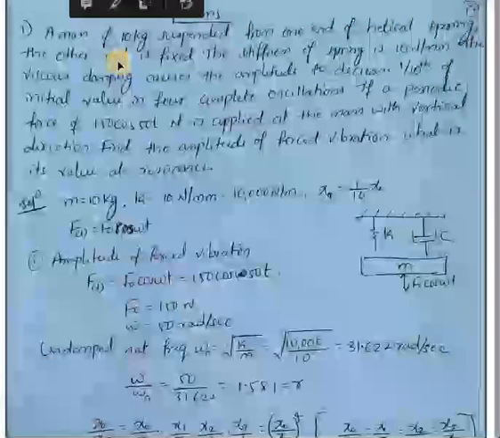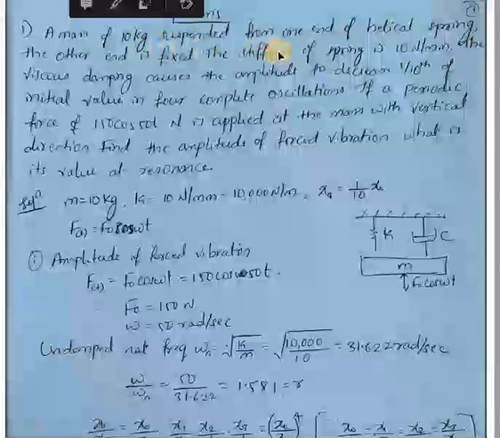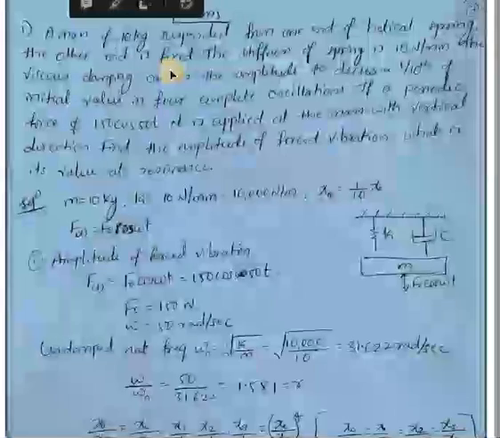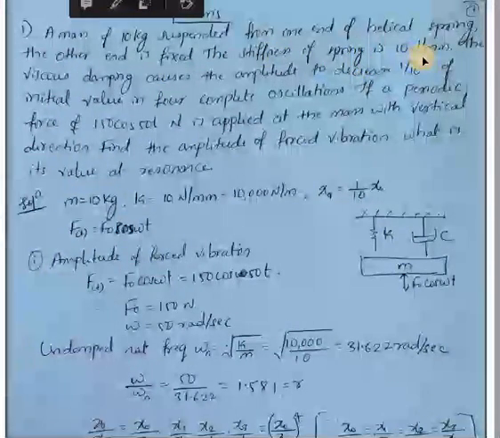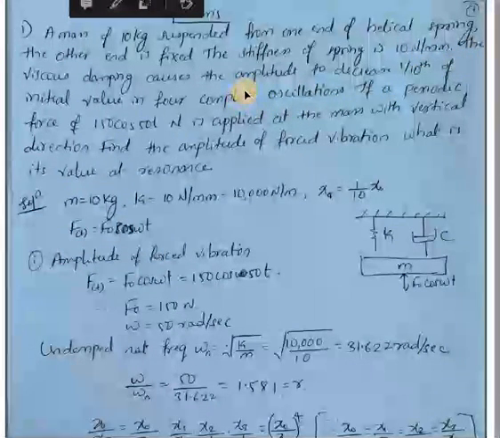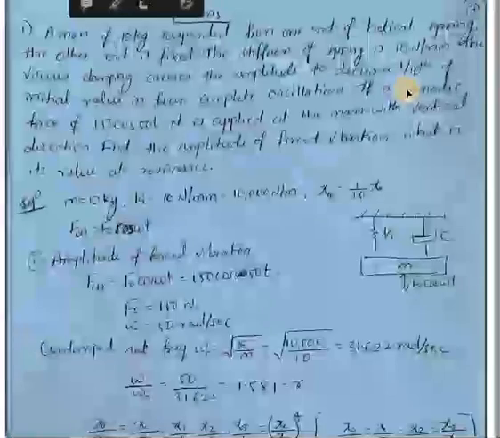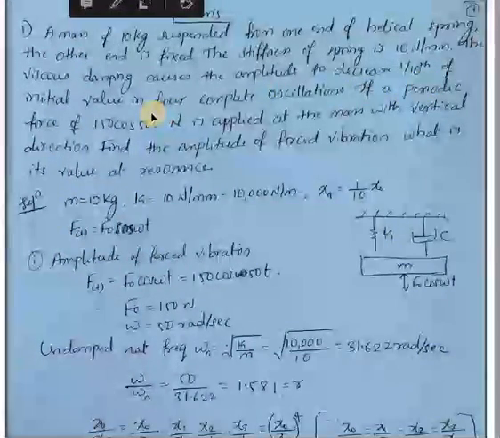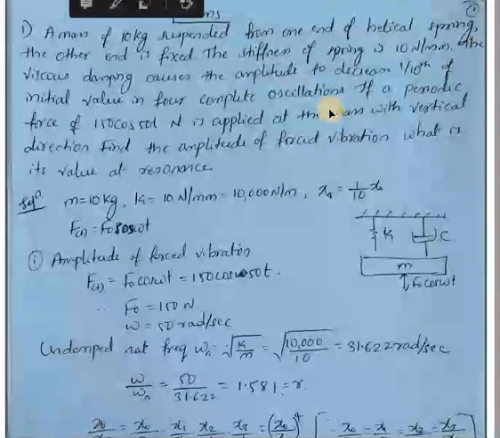The statement of the problem is: a mass of 10 kg is suspended from one end of a helical spring and the other end is fixed. The stiffness of the spring is 10 Newton per mm. The viscous damping causes the amplitude to decrease to 1/10 of its initial value in 4 complete oscillations.